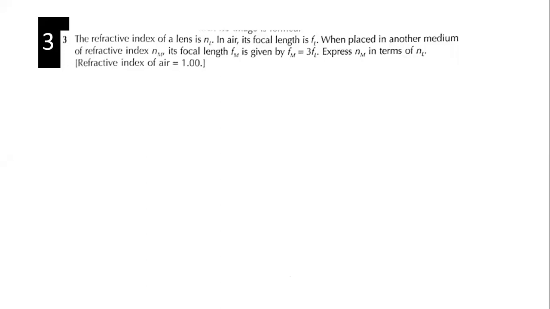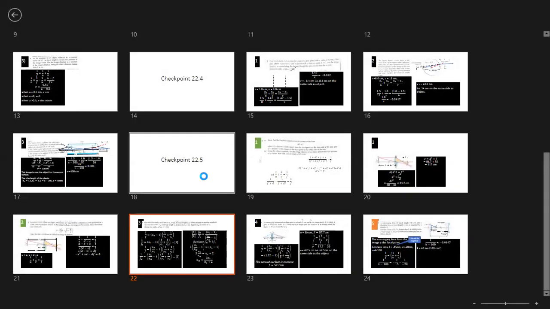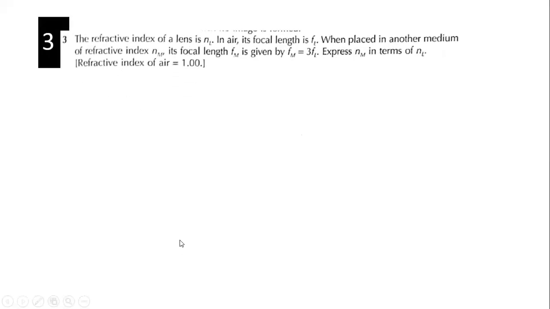Okay, try number 3. We are now on 22.5. Questions 1 and 2 you can try yourself. I don't think they will come out. This is the old way of doing things, but you can try them as a challenge if you want to. We will try number 3. See, you can do that.